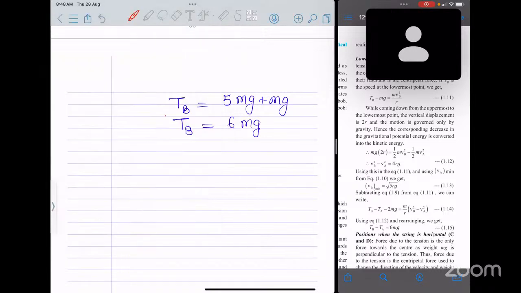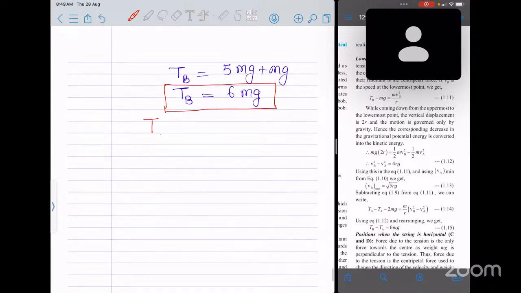If you have a vertical circular motion, tension at the lowermost point will always be 6 times the weight of the object. mg is the weight of the object. So tension at the lowermost point is equal to 6 times the weight of the object.